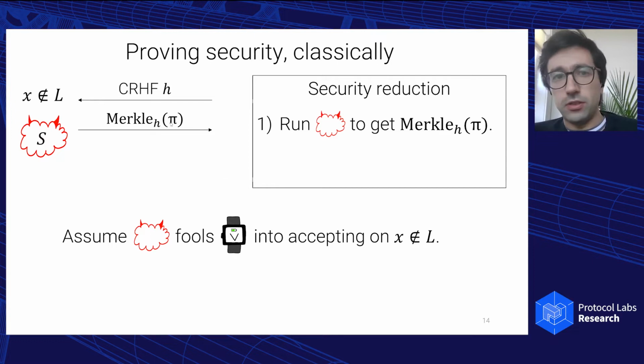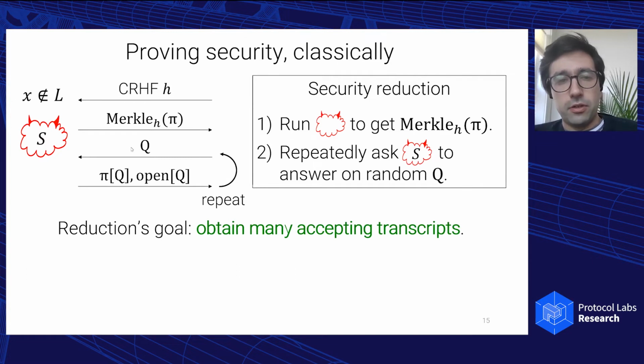So the way that you do this is you run the adversary, you send him a choice of hash function, and he responds with a root, some Merkle root. And then you play the verifier in the protocol. You send a Q, and he responds with the proof, with some values pi_q and some openings. So this gives you a little bit of what's in the prover's head, but not very much. And so in order to invoke the soundness of the PCP, you need to really obtain from the prover a full PCP string.